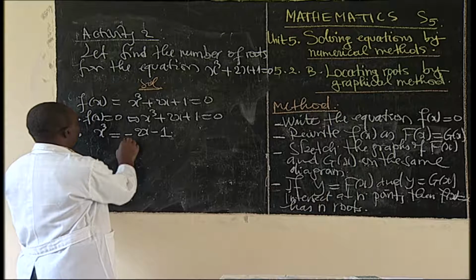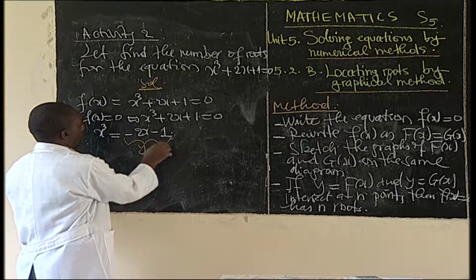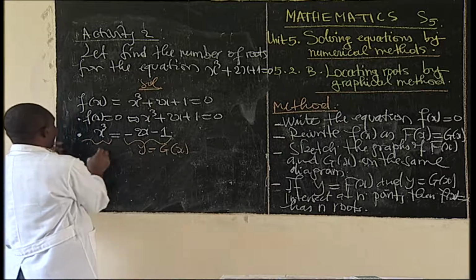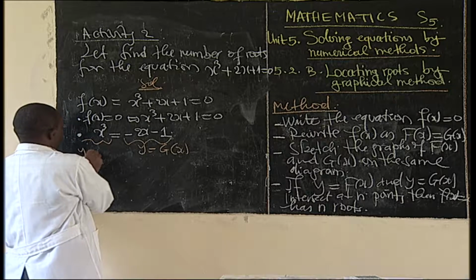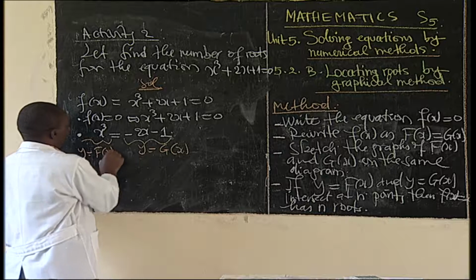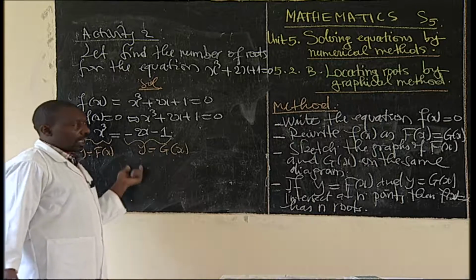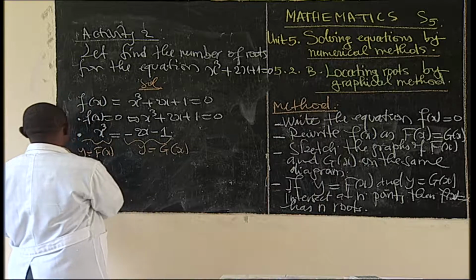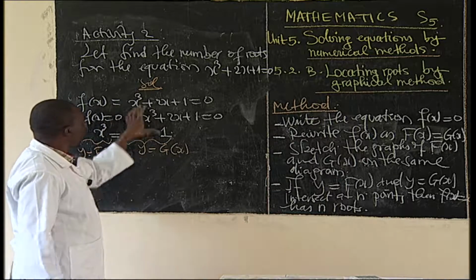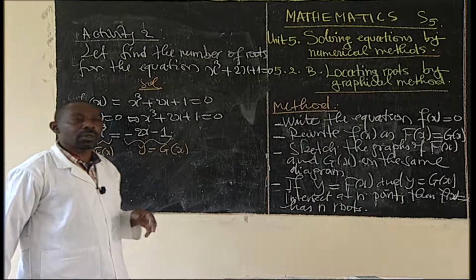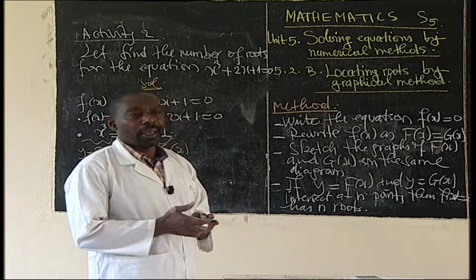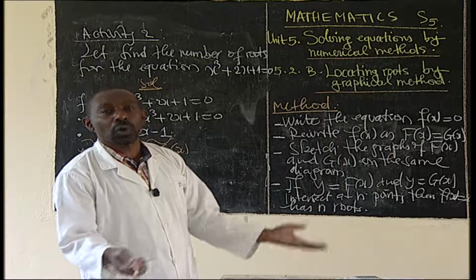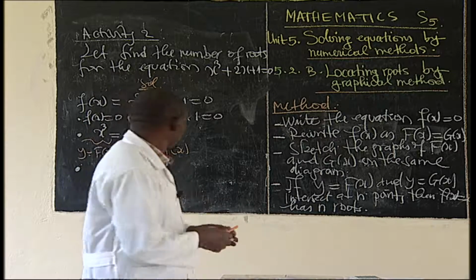So this can be taken as y equals capital G of x, and x cubed is capital F of x already. And as we did before, we are going to sketch the curves of these two functions in the same Cartesian plane, and we see whether those curves can cross, can intersect or not.